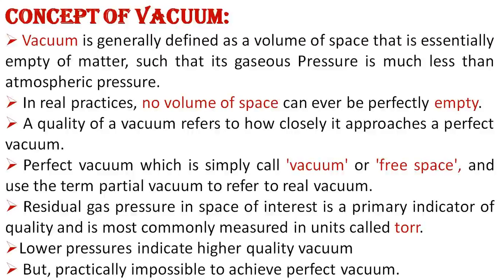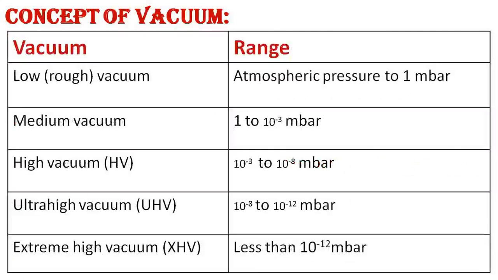So vacuum is nothing but free space. There is no matter in the volume of space, but practically we cannot get a perfect vacuum. When we get lower pressure, it indicates high quality. Now the second concept is, what is the range of vacuum.